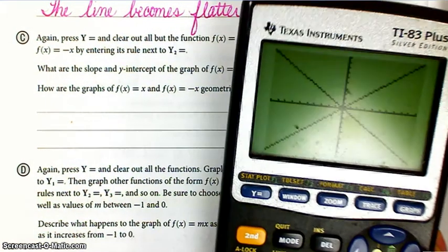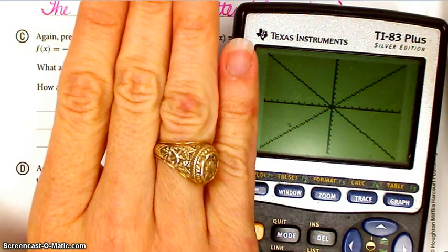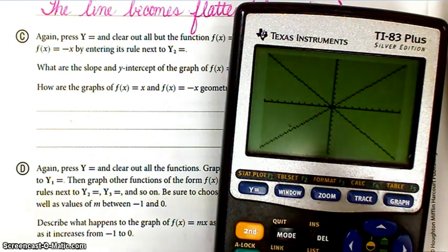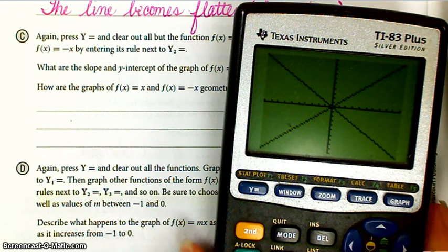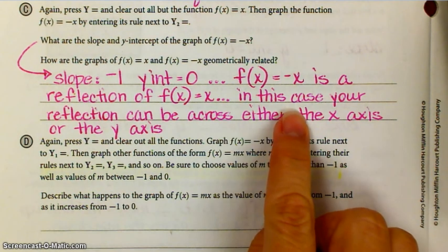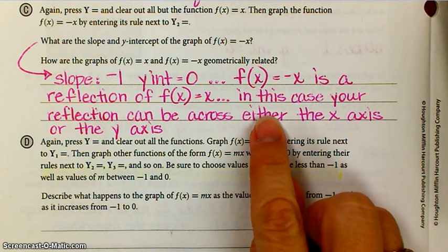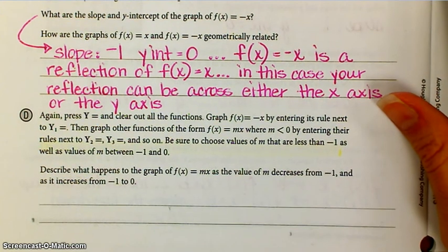Let me point out one more thing. Not only are they, in this case, reflections across the y-axis, so I could flip it and I would get this new line, but I would also be able to flip it across the x-axis. So f of x is equal to negative x is a reflection of f of x equals x. So you might want to take a minute and write your explanation. In this particular case, I'm not saying it would be true in every case, but in this particular case, this line could be a reflection either across the x-axis or the y-axis. So just write both of that down, and then we're going to do D.